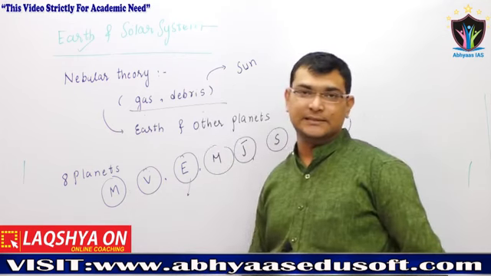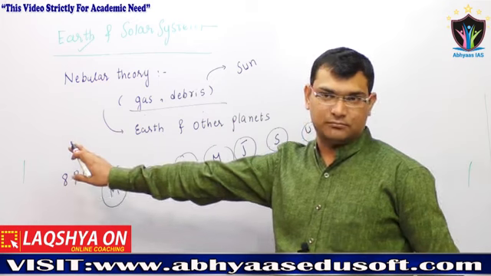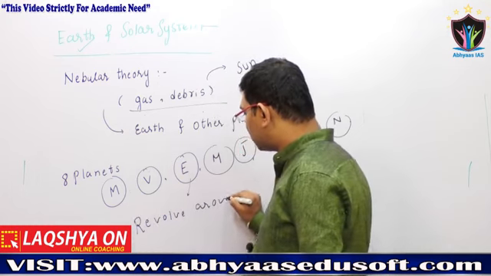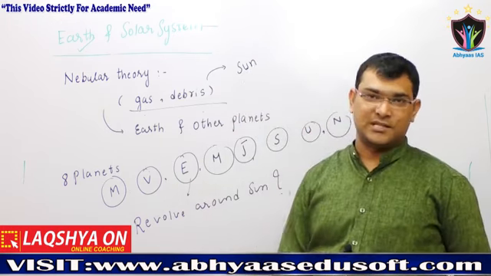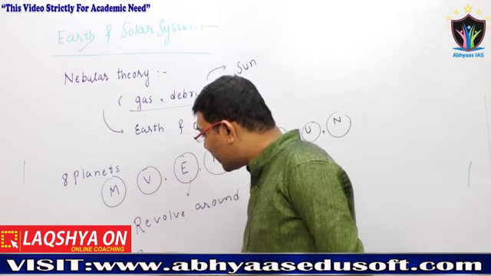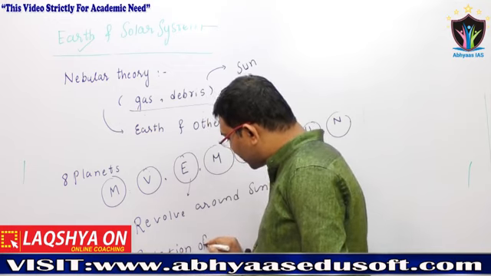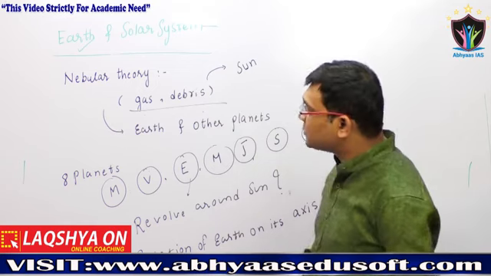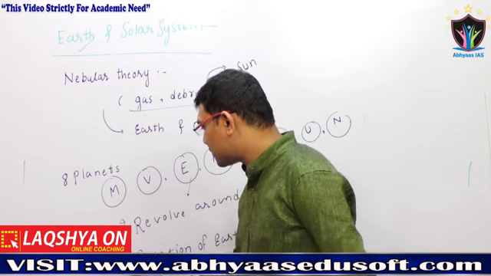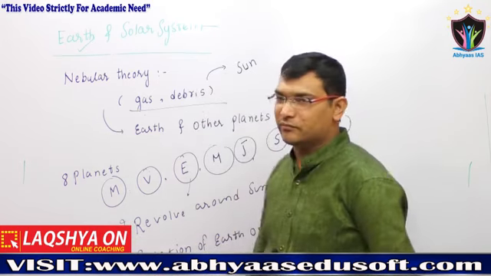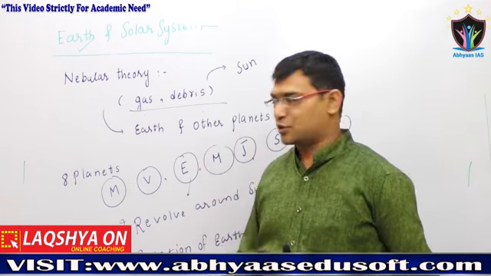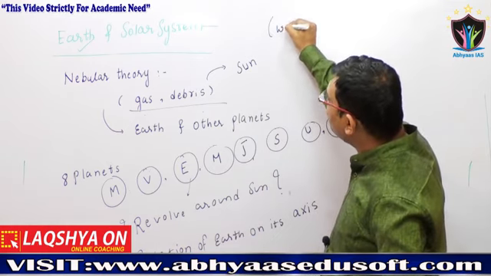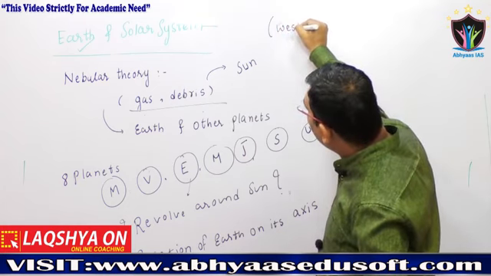Now when we are talking about the Earth, the first question in our mind is: we have seen how these planets are formed, but why do they revolve around the sun? That is the first question. The second question is, what makes the Earth rotate on its axis? Why is the Earth rotating on its axis? First, why do all the planets revolve, and how do they revolve? They revolve from west to east.